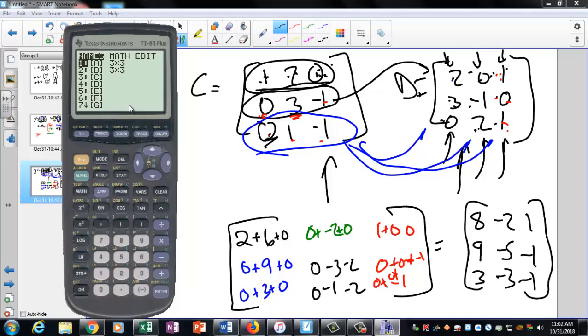Now, what I'd like for you to observe is this. If I do B times A, I get two totally different answers. There is no commutative property in multiplication as it relates to matrices. There is one if you do addition, right?